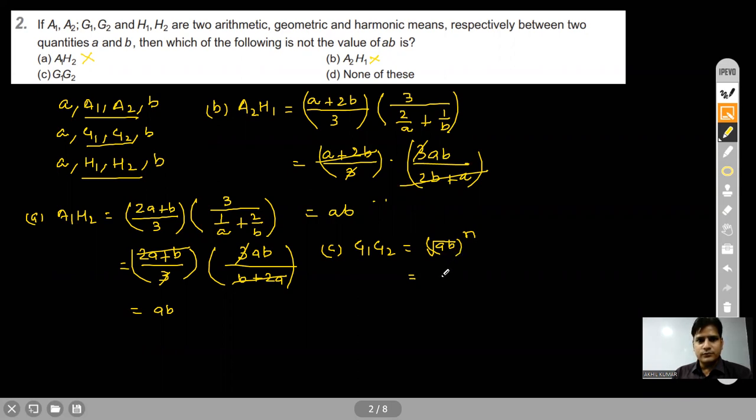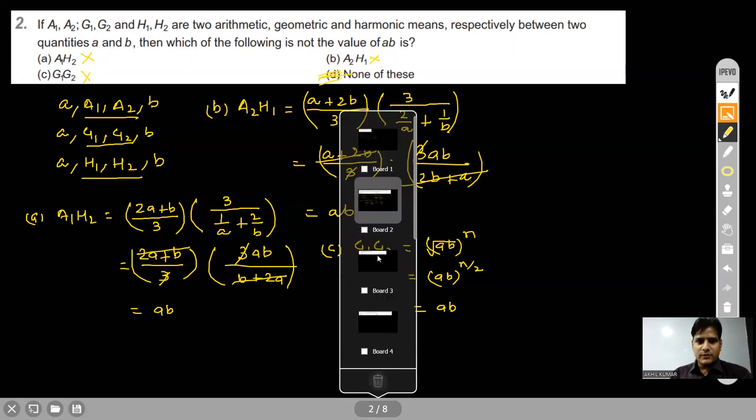This will be AB raised to power n by 2, right? And what is n here? N is 2 only. So it will be equal to AB. Hence, option C, the product of G1, G2 is also coming to be AB, right? So C also cannot be our answer. It will be D. Like none of the options given are correct. So option D will be correct for this question.